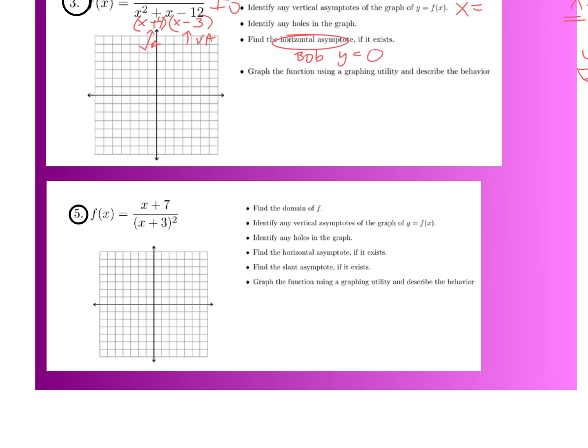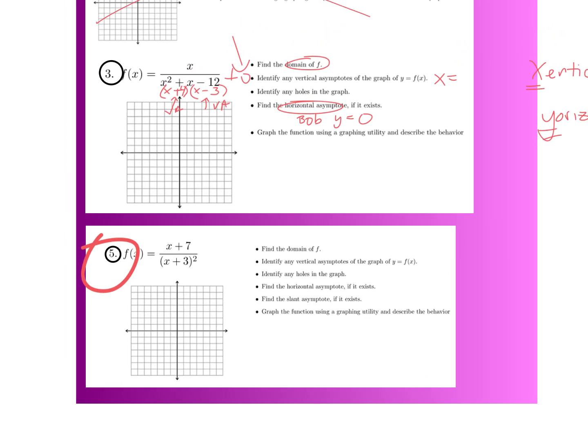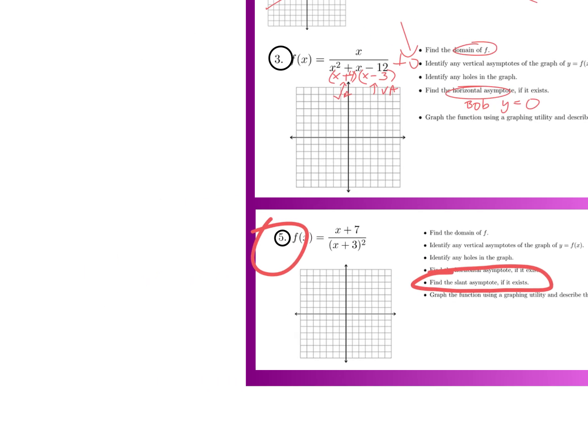Okay. And I think you should do 5. That would be good for you. These 2. Because that's mostly what we needed you to learn for today. All of those things. Domains, verticals, horizontals, holes. The slant asymptote, if it exists, I guess they even threw that in there, but I don't think we test on it. But the only way there would be a slant asymptote, in case you remember this, is if it's a Bob, and then you're on the outside, but there's actually something outside.